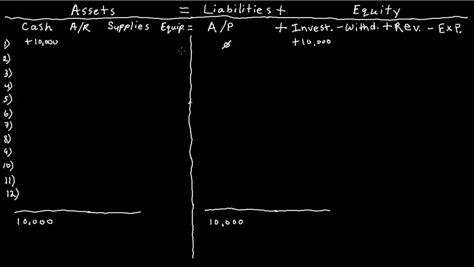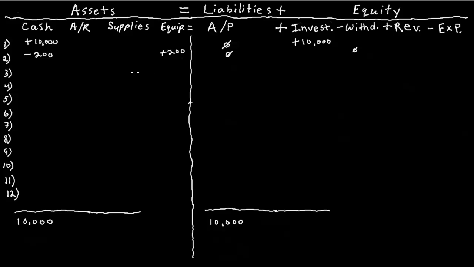And I'll also write a 0 here to show you that there was no effect on liabilities during this transaction. For number 2, let's say that Mark purchased equipment for cash of $200. So we purchase $200 worth of equipment, so equipment goes up by positive 200. And because it was for cash, cash is going to go down by 200. For this transaction, there was no effect on accounts payable, nor was there an effect on equity.